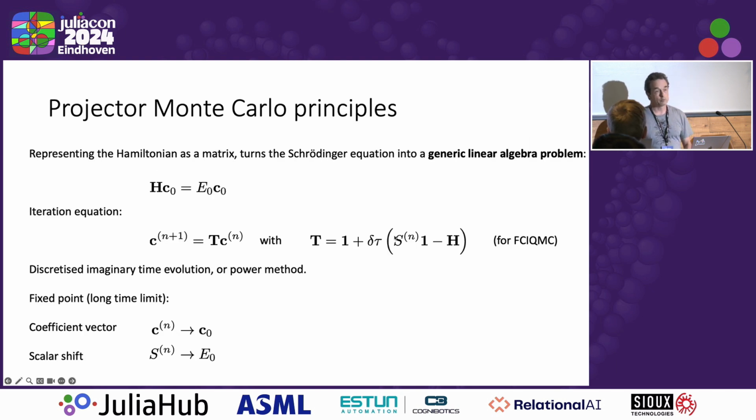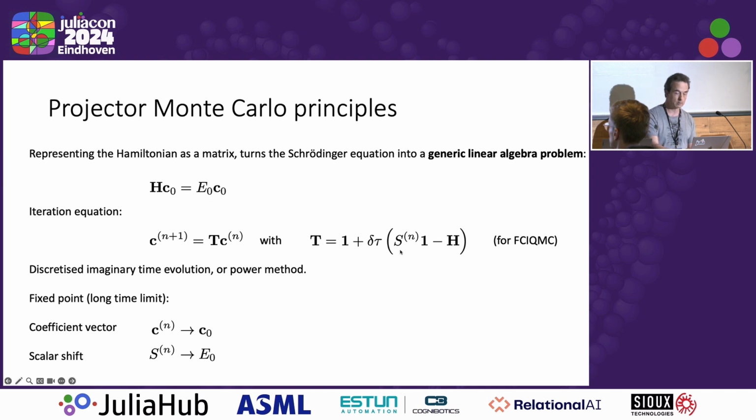So now, what do we do to find the ground state? It's really a generic linear algebra problem, finding the lowest eigenpair of this matrix. It can be solved with a variant of power iterations, which is applying this operator T, multiplying it repeatedly to some initial vector, and this transition operator T essentially contains minus the Hamiltonian with some time step parameter. There's a scalar parameter S that we call the shift.